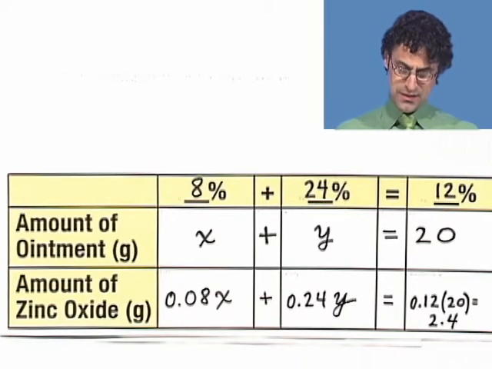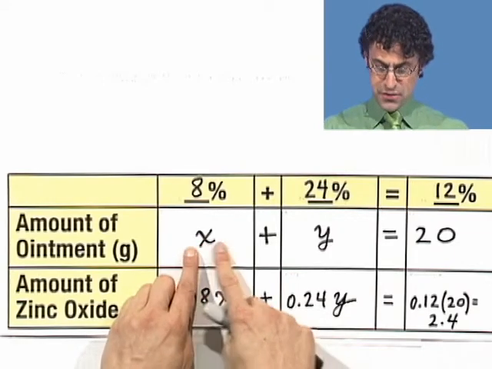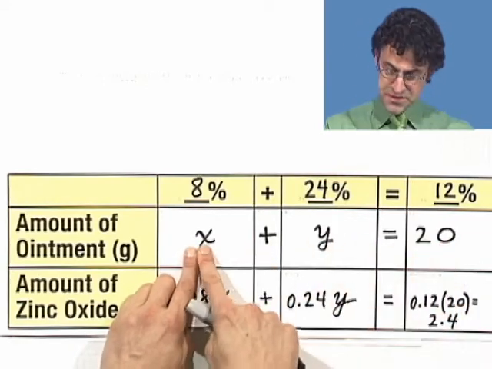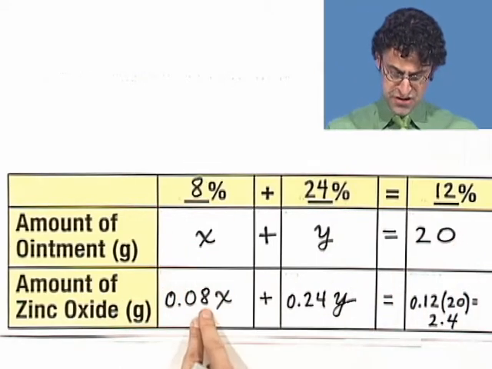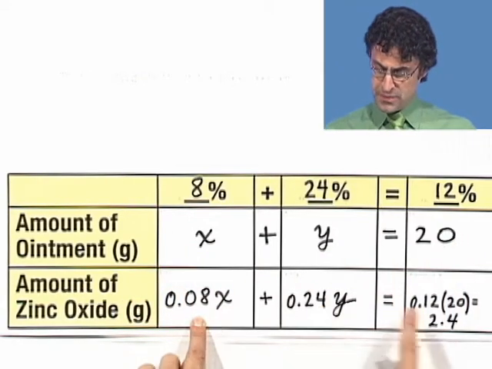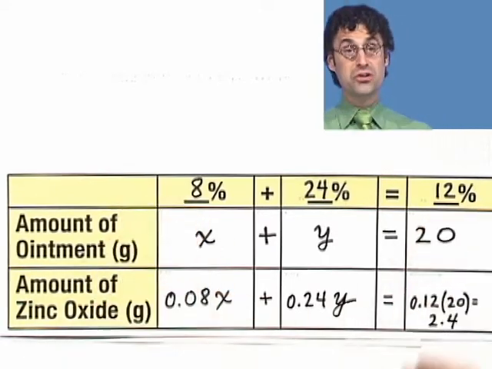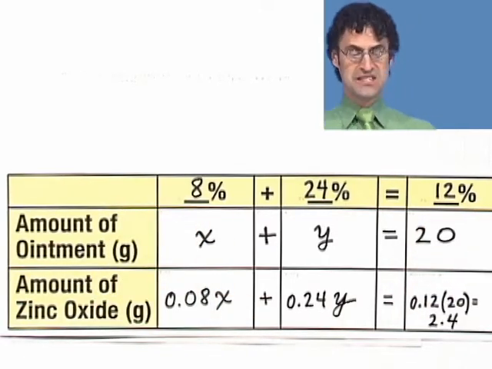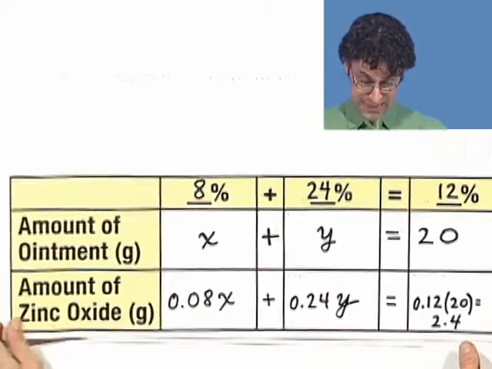Now check it out. We first of all analyze this by figuring out just the grams. The number of grams here plus the number of grams here equals 20. And then, knowing the percentage of the zinc oxide in each quantity, we were able to figure out exactly what the sum should be here. We actually have two equations and two unknowns. That's our system of equations. Cool. Let's write them down before we forget them.